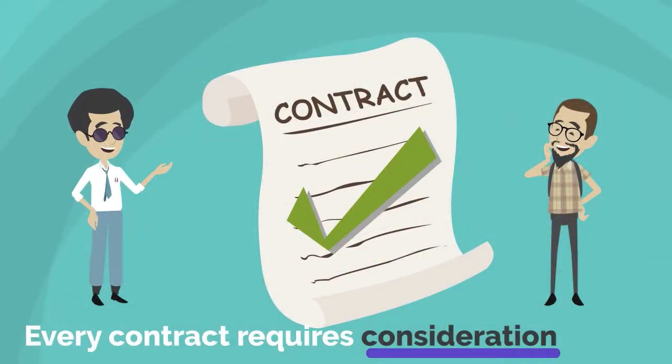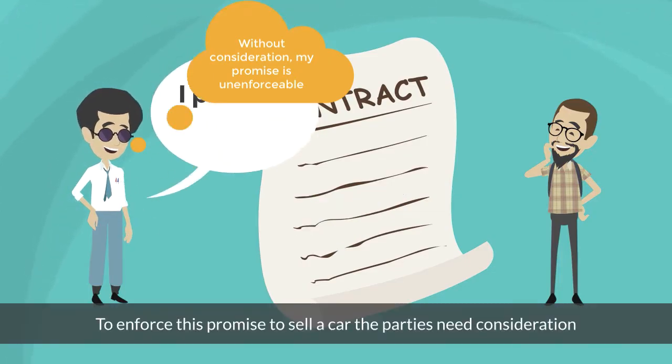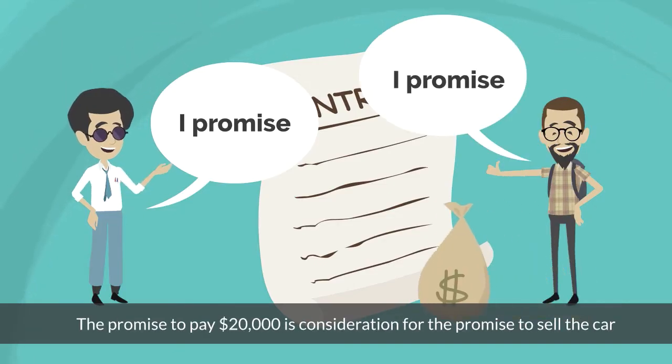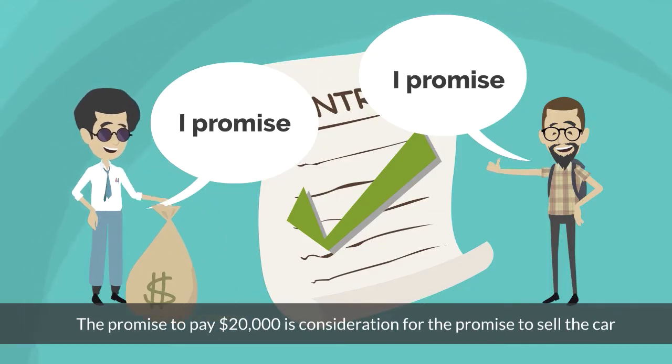Contracts in the United States require consideration. To enforce a promise in a contract, there must be something of value in return. So if Darren promises to sell a car, there must be consideration to enforce this promise as part of a contract. And we'll say Mike here promises in return to pay $20,000. So now the promise to sell the car is supported by a return promise, and we have a contract.